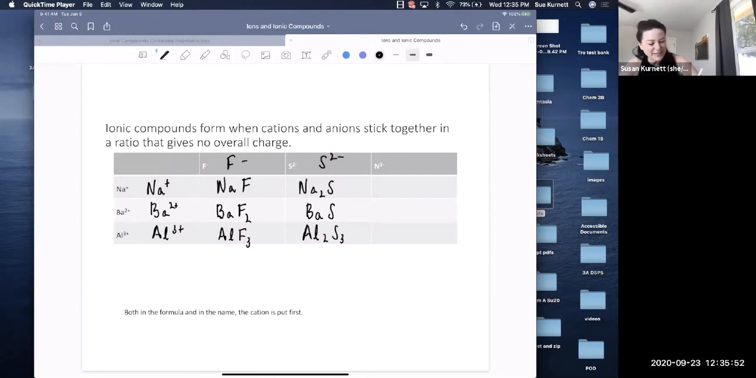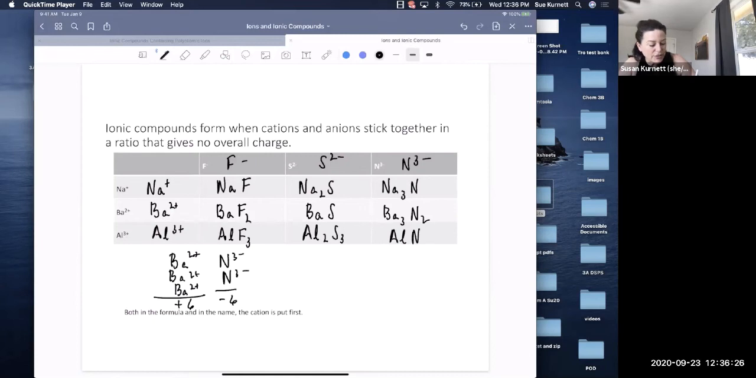Okay, and then we have nitride. Nitrogen can gain 3 electrons. We're going to need 3 sodium ions to balance that -3 charge. With barium, we have that 2-3 situation. Shoot for 6, the lowest common multiple. And aluminum nitride comes together in a 1-to-1 ratio because +3 and -3 add to 0. Why does it need to be 0? To be a compound. Why is it an ionic compound? Because it's made from ions.